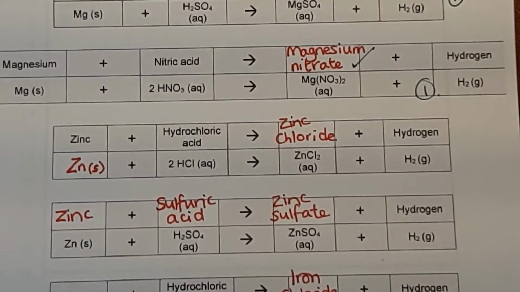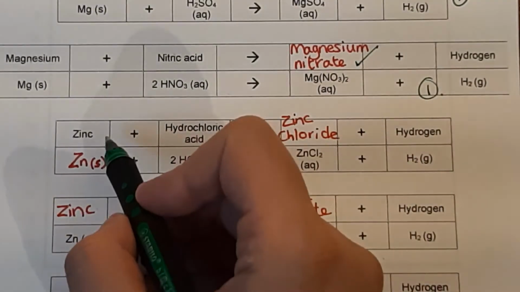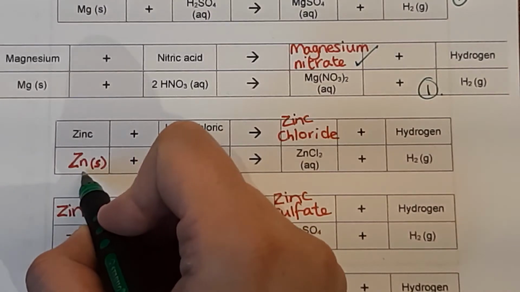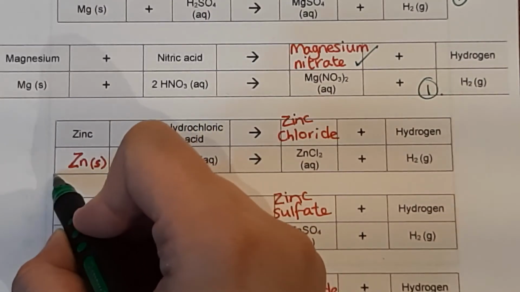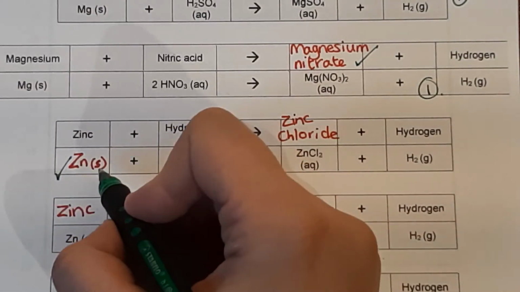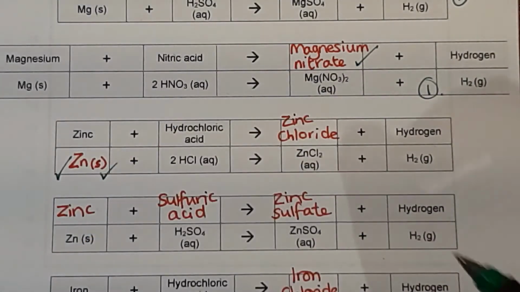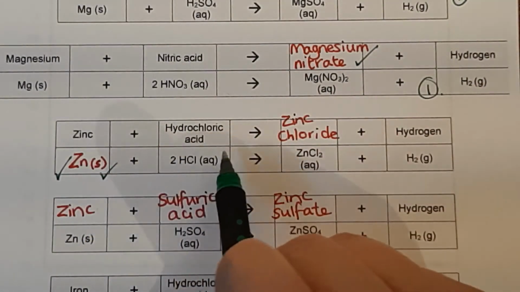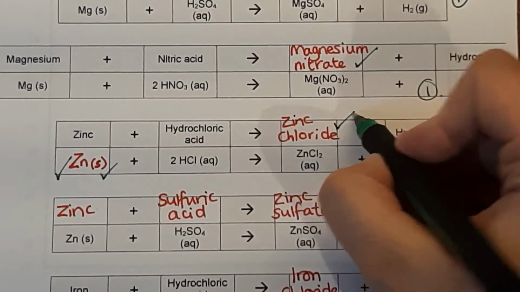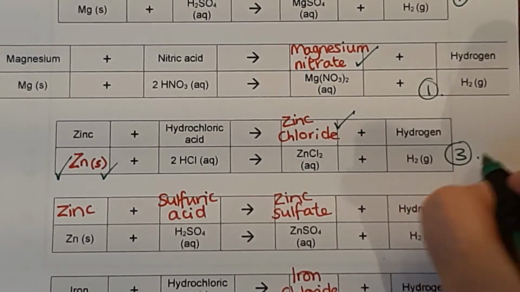The third one, there are 2 things to get. So zinc, the symbol for that is a capital Z, lowercase n. So you have a mark for the symbol correct and a mark for the state symbol, which is a small s in brackets. And zinc and hydrochloric acid make zinc chloride. So you can have 3 marks for this one.